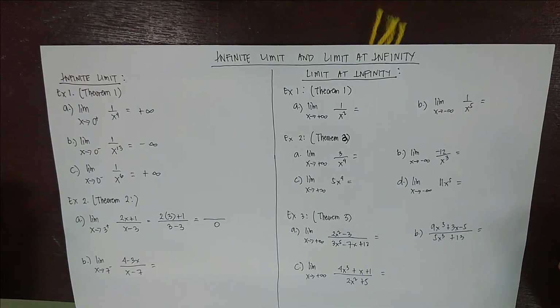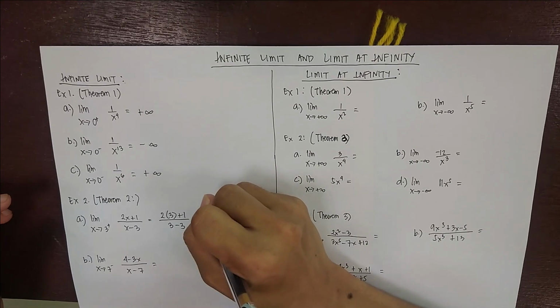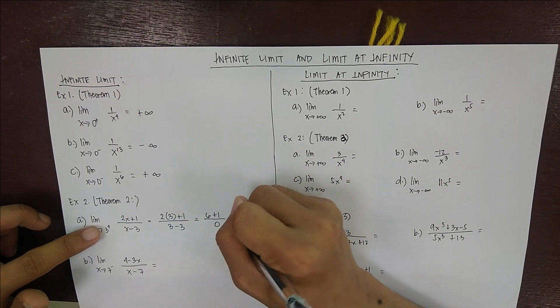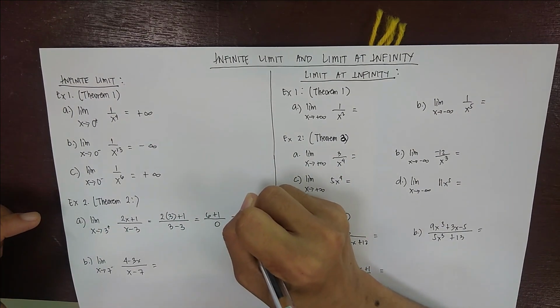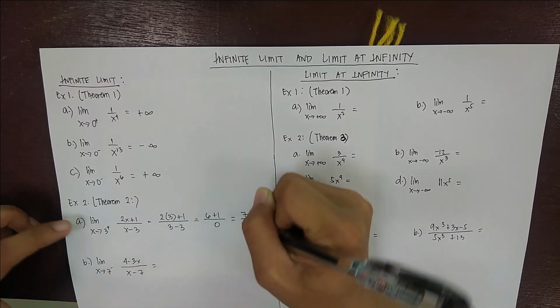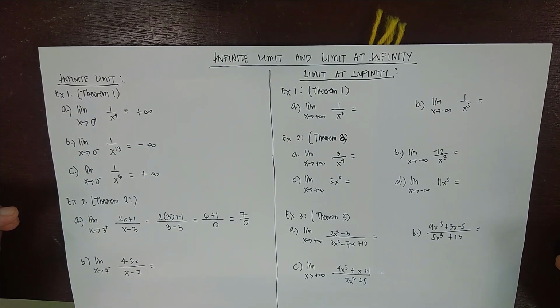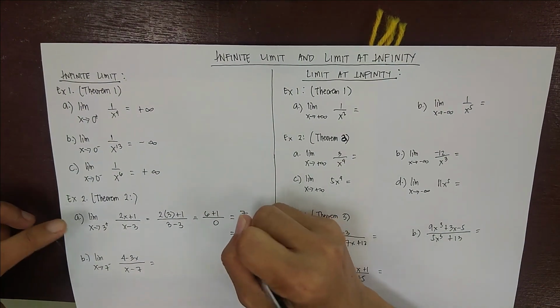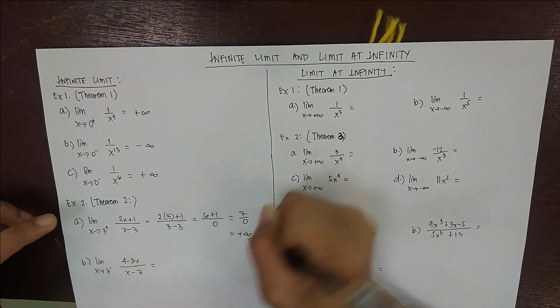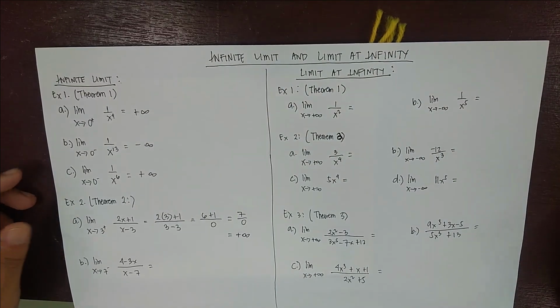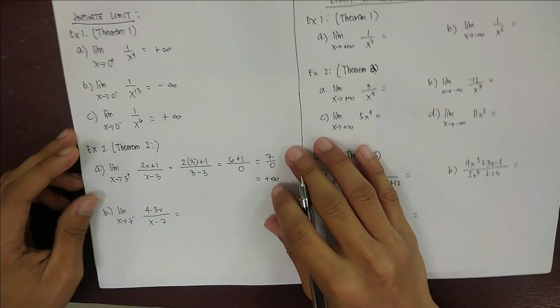So we will be applying theorem number 2. 2 times 3 is equal to 6, plus 1. So 6 plus 1 is equal to 7 over 0. Since our value is approaching from the right, or through positive values, our answer is positive infinity.